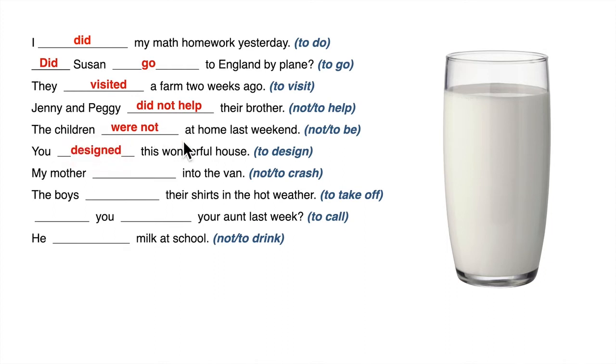You designed this wonderful house. So if you're an architect, you might design a house or a building. You design buildings, that's your job, but you designed, past tense, this wonderful house. My mother did not crash into the van because my mother is a good driver. The boys took off their shirts in the hot weather. So took off, I take off, I took off, past tense.